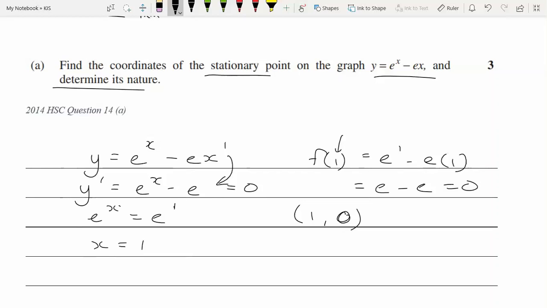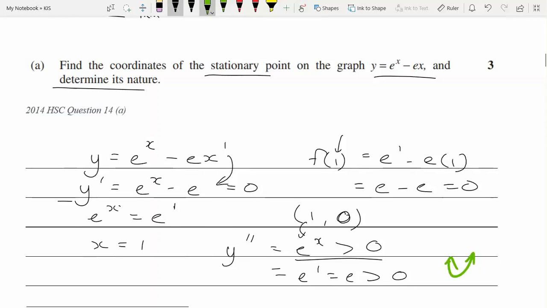It's interesting for this, I would never actually do a table of values because it's way easier just to do the second derivative. Second derivative from this point here, y double dash is just e to the x. And we know e to the x is greater than 0 for all values. It doesn't matter what number we put in, even though it's 1 and it's going to give us the value e to the 1, which is equal to e, it's greater than 0. Any value that we put in there is automatically going to be greater than 0. So what did I say with greater than 0? Smiley face, we're happy. So that means it's going to be a minimum turning point. So we can just write that there: 1, 0, that's our point, and it is a minimum turning point.